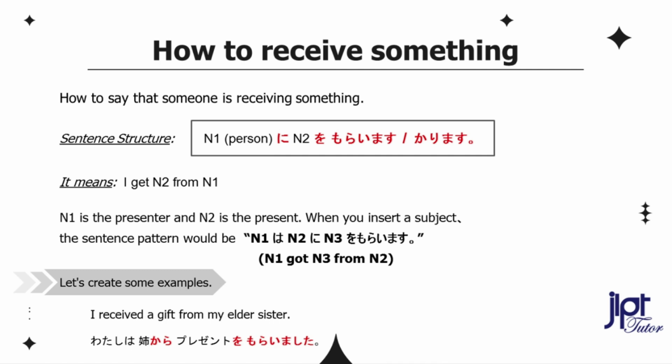When you insert a subject, the sentence pattern would be N1 wa, N2 ni, N3 o moraimasu. N1 got N3 from N2. N1 is the receiver, N2 is the presenter, and N3 is the present. The sentence pattern is the same as ageru, but verbs kariru and narau can be used in addition to morau.